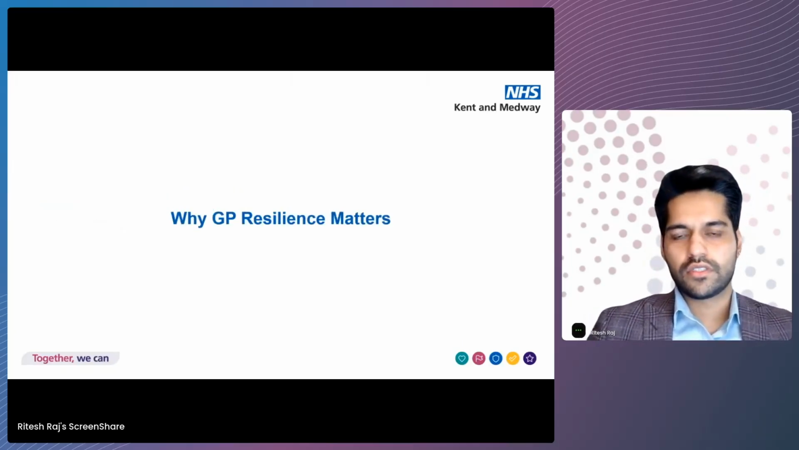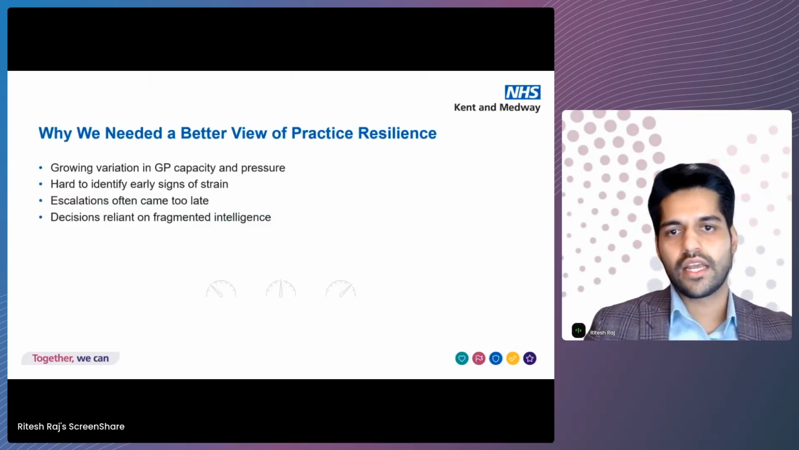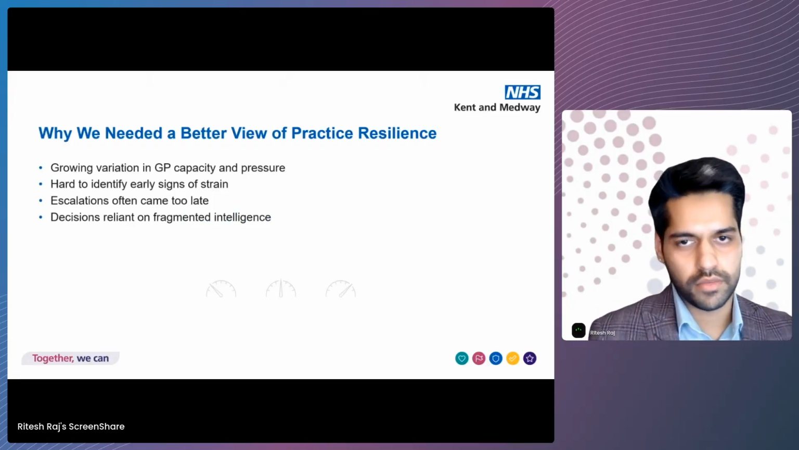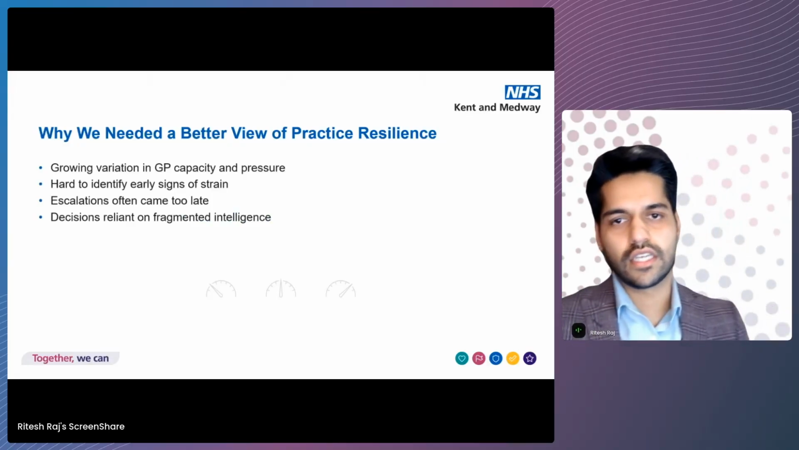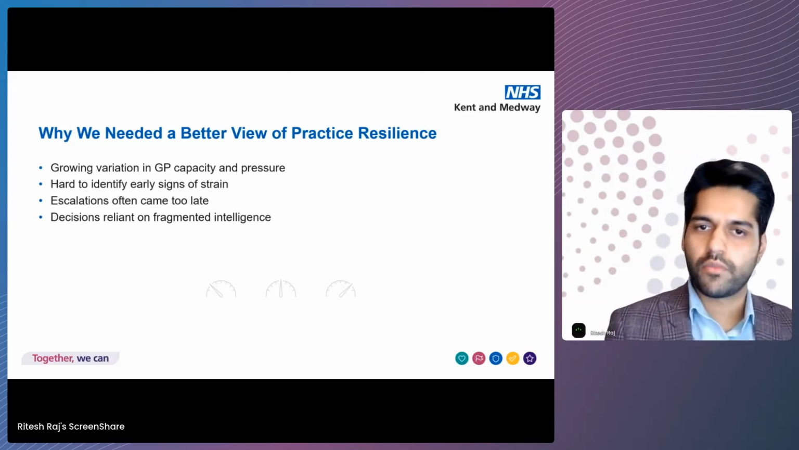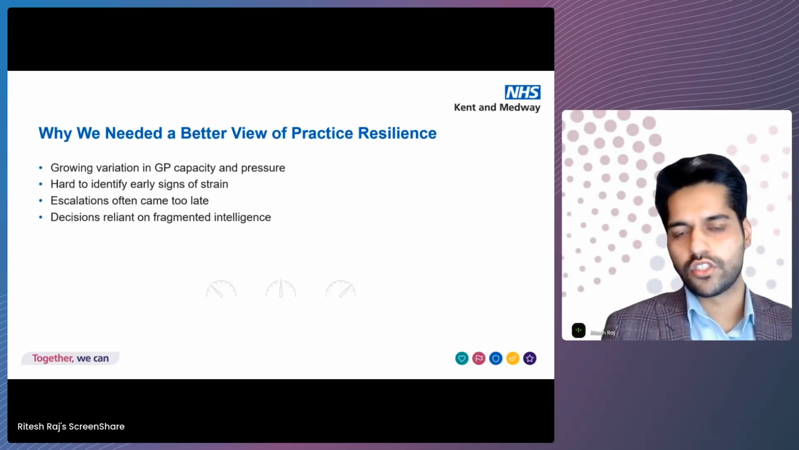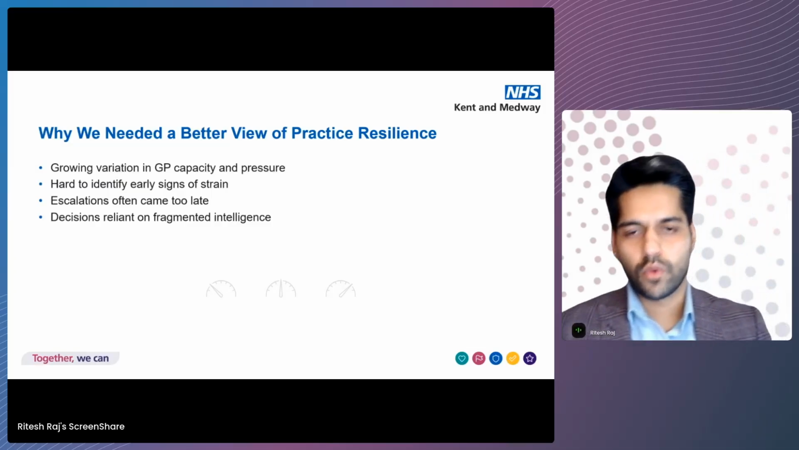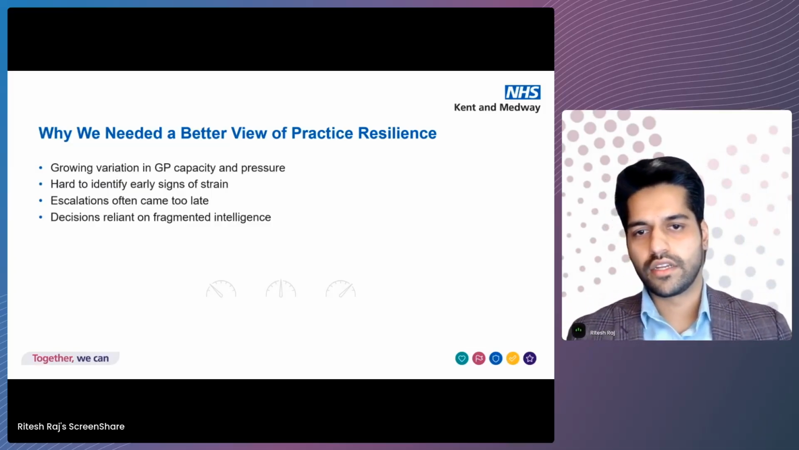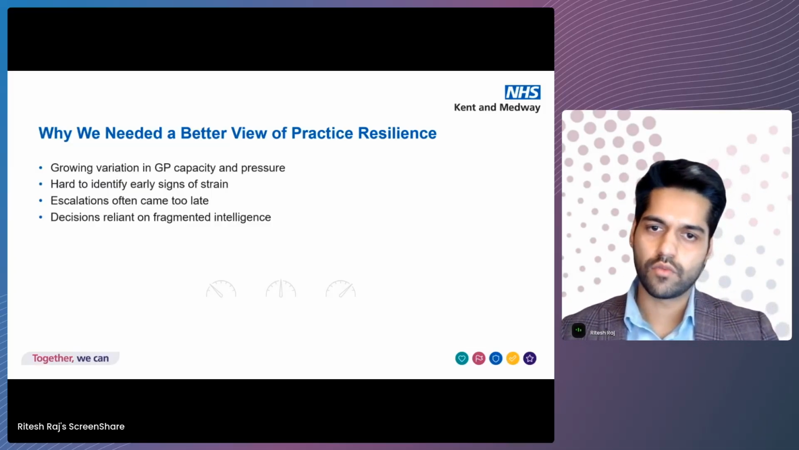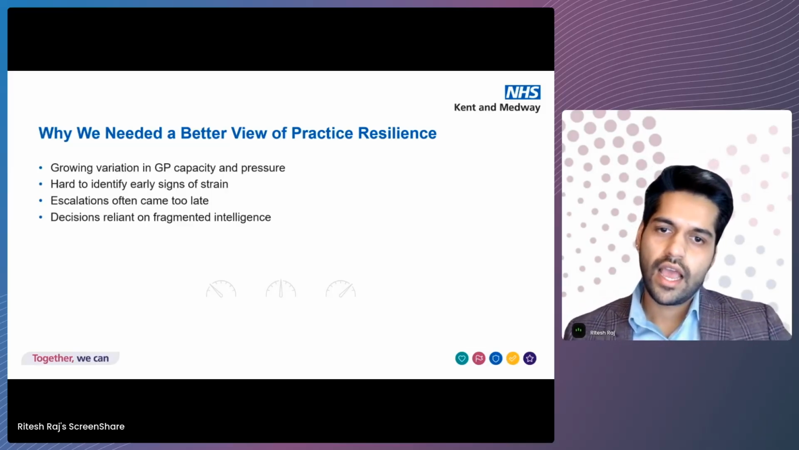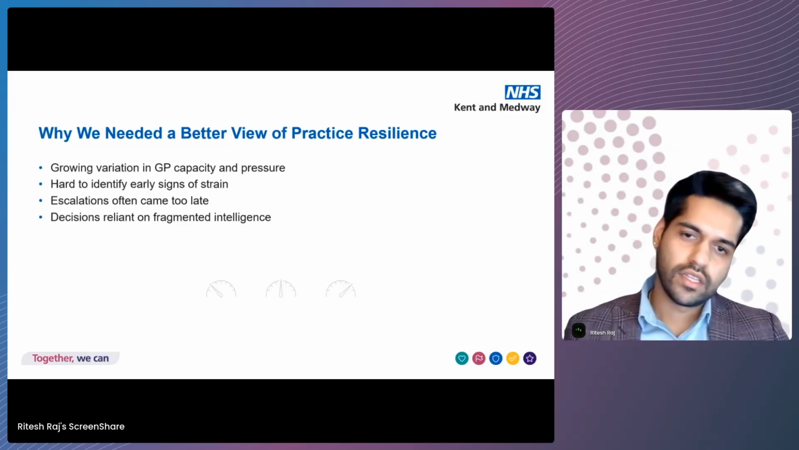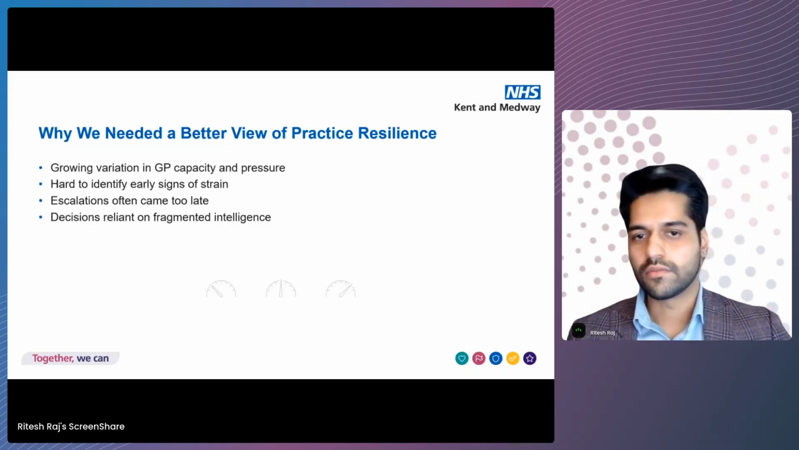So why does GP resilience matter? In NHS Kent and Medway, and probably in other areas, you will see increasing variation in practice resilience, specifically around staffing gaps, demand pressures, operational strain, or general health outcomes. We lacked a single reliable way to see which practices were nearing risk, or at the tipping point, what the drivers were, and whether support was needed early on.